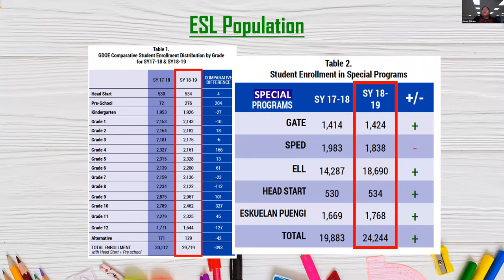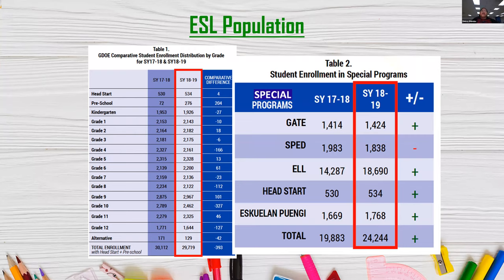Now you see the ESL population there. According to the GDOE Annual State of the Public Education Report for school year 2018-2019, out of the 29,719 public school students, the ESL population made up 18,690 of the students. So that's quite a lot. This indicates that English language learners make up 63% of the GDOE student population, and this is increasingly evolving.